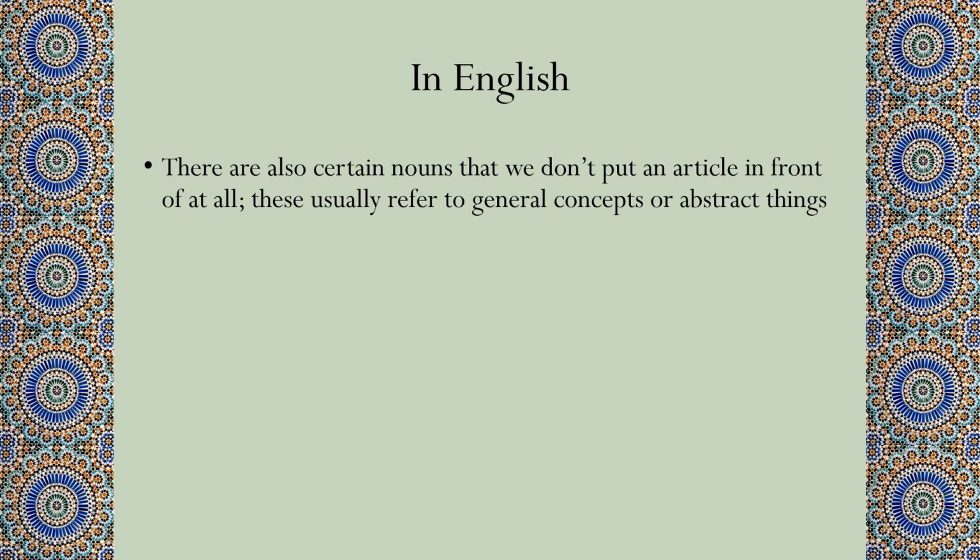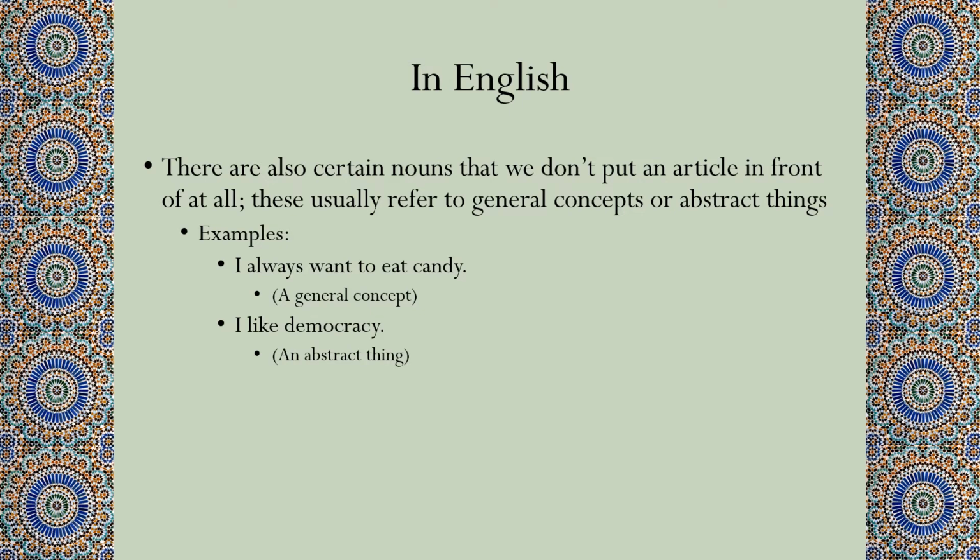Now, in addition to nouns that take definite or indefinite articles, there are also certain nouns that we don't put an article in front of at all. These are usually nouns that refer to general concepts or abstract things. So one example here, we would say in English, I always want to eat candy. Candy here is a general concept. If I say I always want to eat candy, then I'm not referring to any specific type of candy. I'm just referring to candy in general. This is why in English we don't say I always want to eat the candy or I always want to eat a candy. Here it's just candy because it's a general concept, it's a general category.